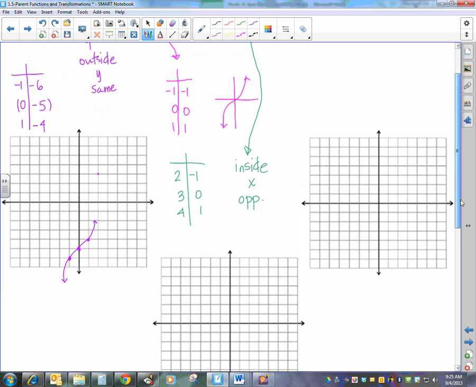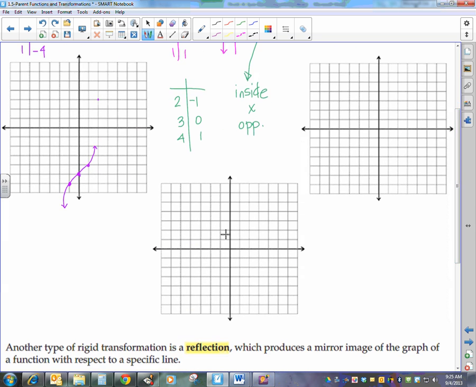So we go plot those points, and this is kind of that center point, 2, negative 1, 3, 0, and 4, 1. And hopefully that's enough for you to see that your graph is going to have that shape. And again, don't cross that line, because when we go over 2, I've got to go up 8, which is off the graph up here.